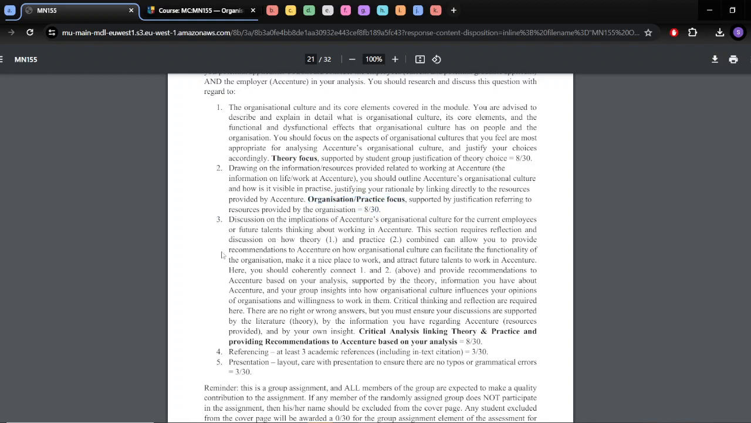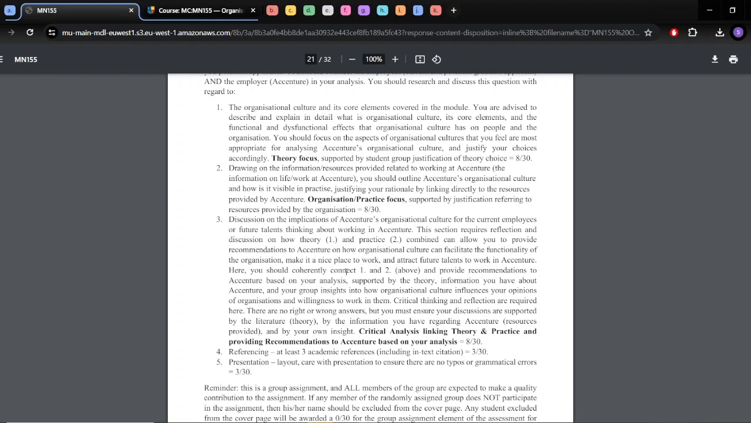Then part 3, it says, discussion on the implications of Accenture's organizational culture for the current employees or future talents thinking about working in Accenture. This section requires reflection and discussion on how theory and practice combined can allow you to provide recommendations to Accenture on how organizational culture can facilitate the functionality of the organization, make it a nice place to work, and attract future talents to work in Accenture.